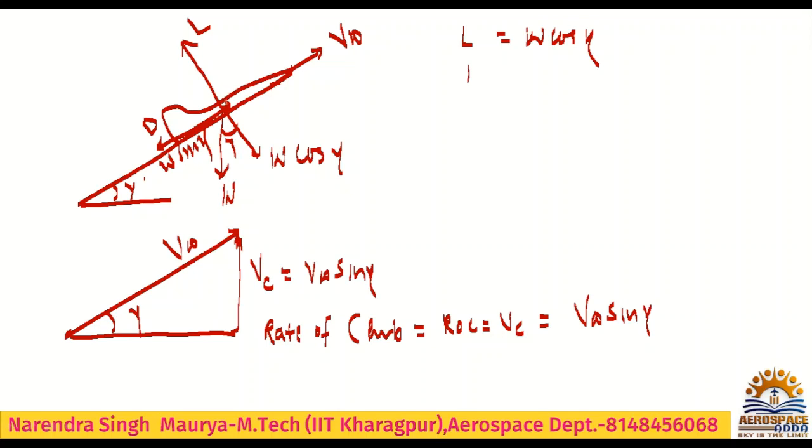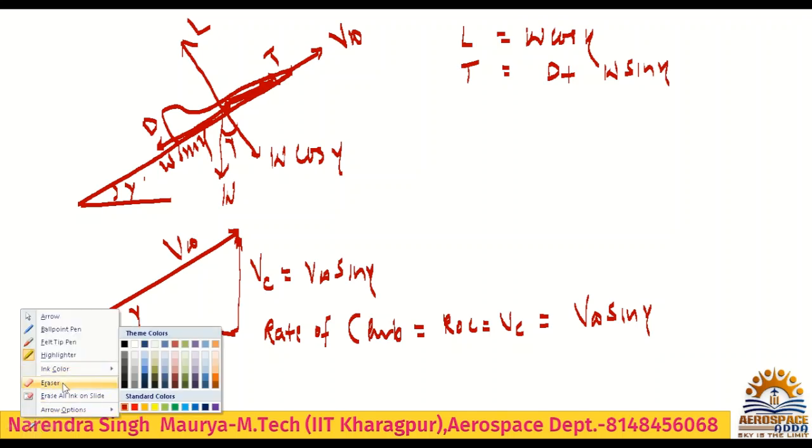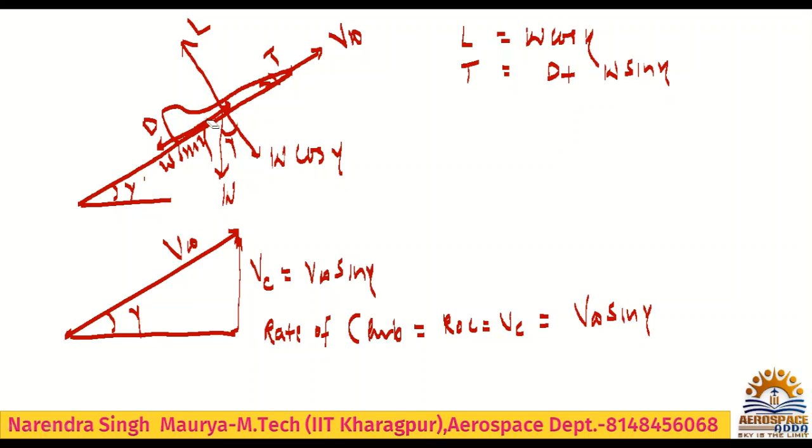What is the thrust here? Thrust will be the forward component. I must draw here. Thrust will be the forward component. So thrust is nothing but drag plus W sin gamma. I must draw neatly, so that those who are new find it very clear.